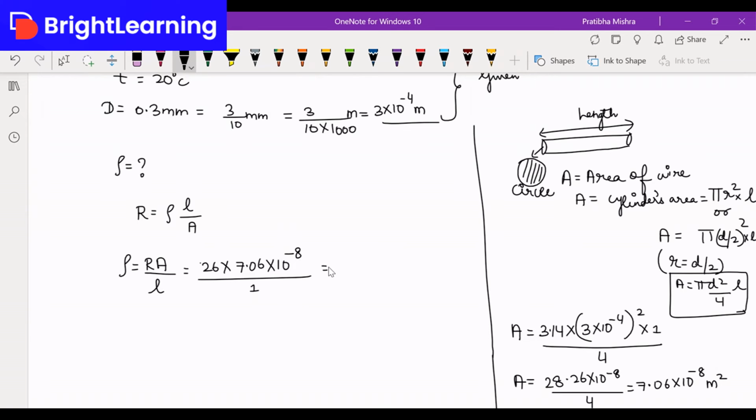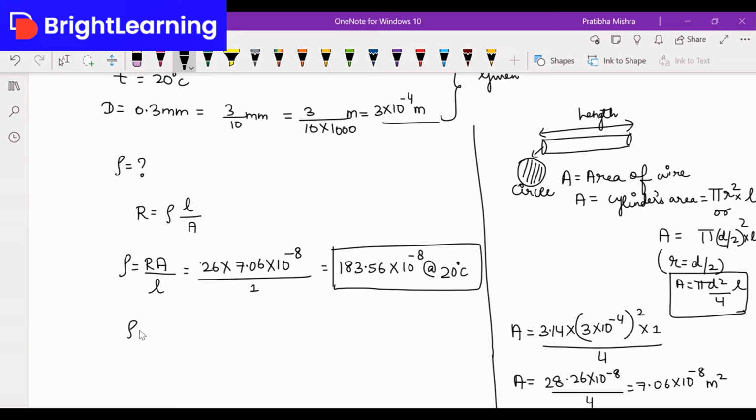Okay, so how much do you actually get here? Yes, anybody getting any particular values? Yes. 183.56 into 10 to the power minus 8. Okay. At what temperature? 20 degrees Celsius. Do the calculations, you will get it.